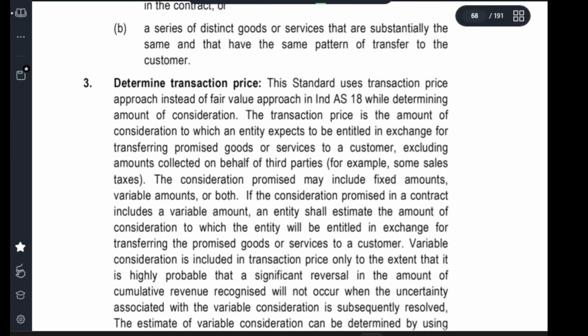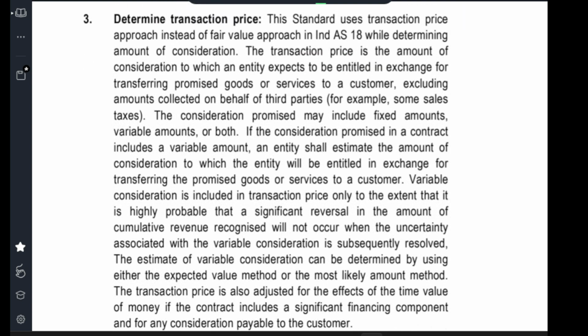That's what. Determining the transaction price. The standard uses the transaction price approach instead of the fair value approach in Ind AS 18 while determining consideration. So for determining the consideration they are using transaction price, not the fair value price, as per the Ind AS 18. What is transaction price? What is fair value price? For this service, this is the fair value. For this contract, for this segment, this is the transaction value. That is a transaction price. If we separate it, this kind of thing is transaction price.